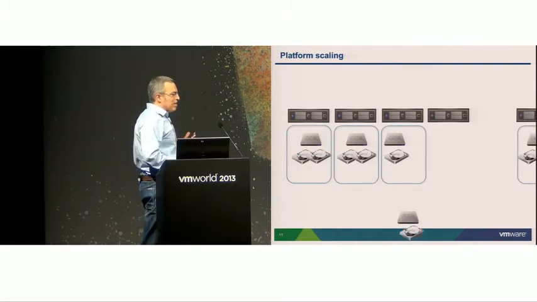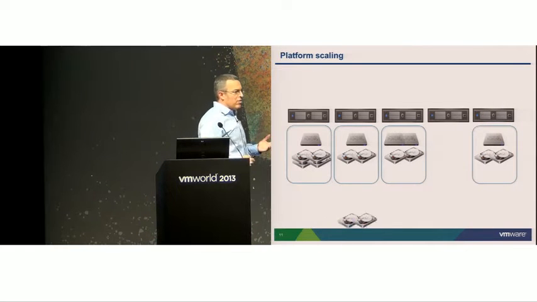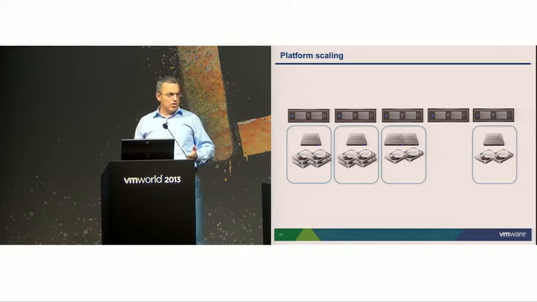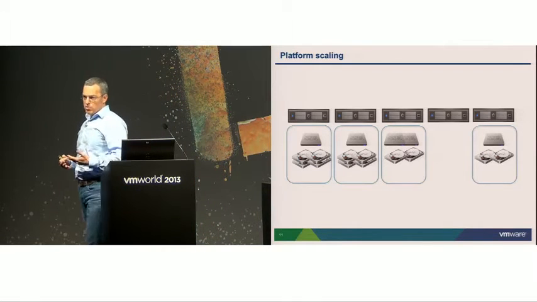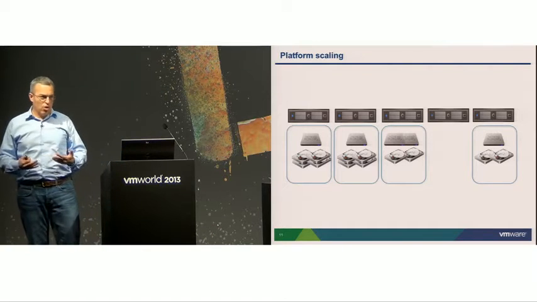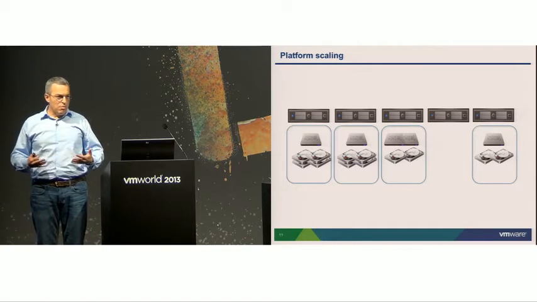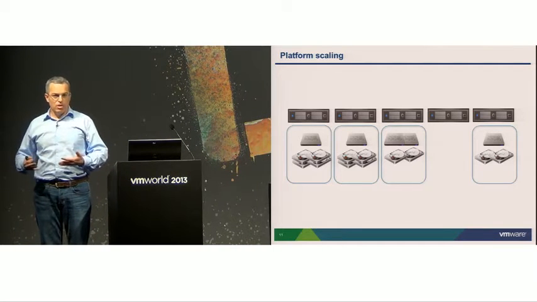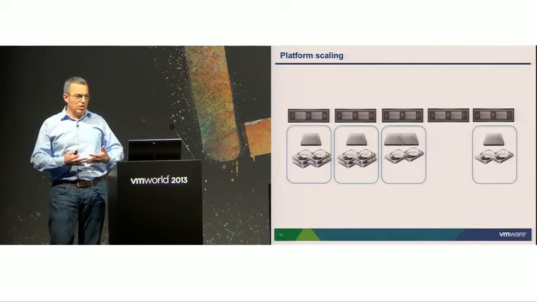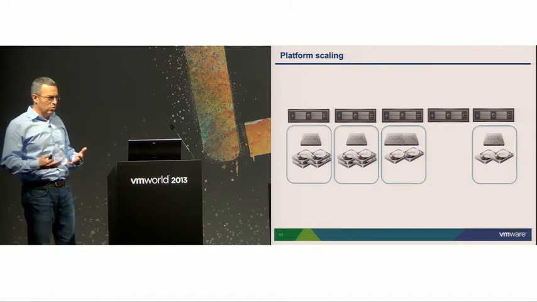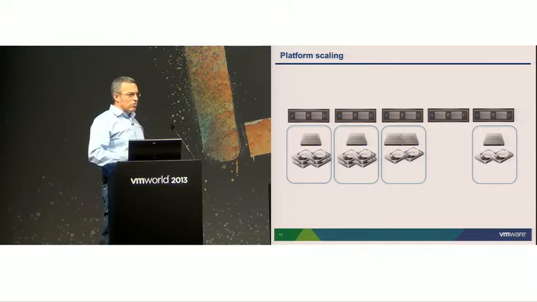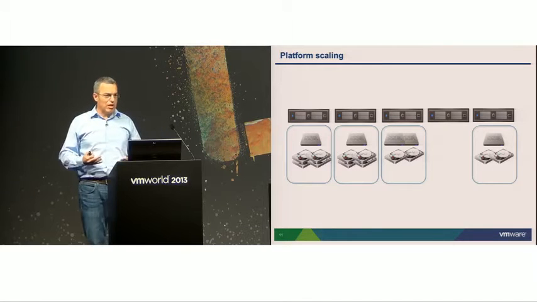vSAN may dynamically grow by either adding hosts to a cluster or adding more storage devices to existing hosts. So as you can imagine, your storage can grow in tandem as your compute infrastructure grows and as the demands of your applications and VMs grow, that is, as the number of VMs that run on the cluster grows.